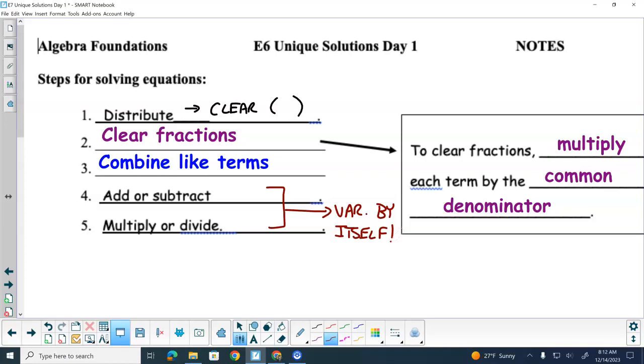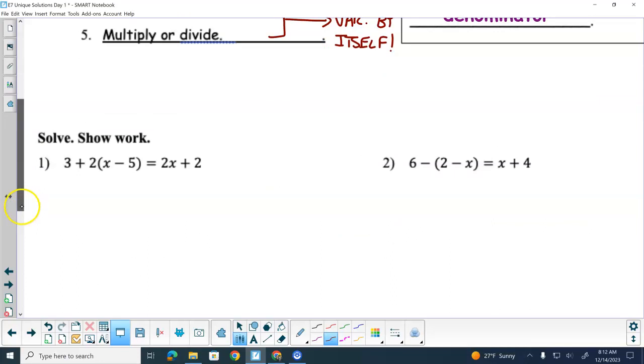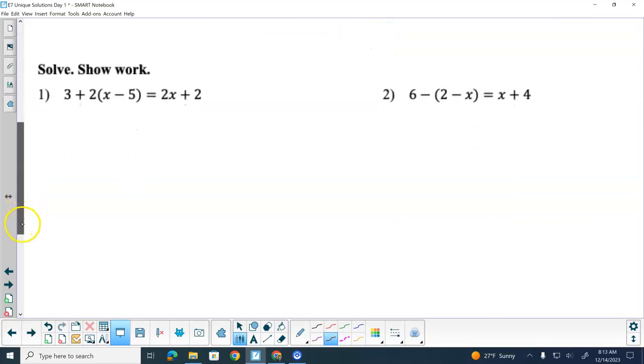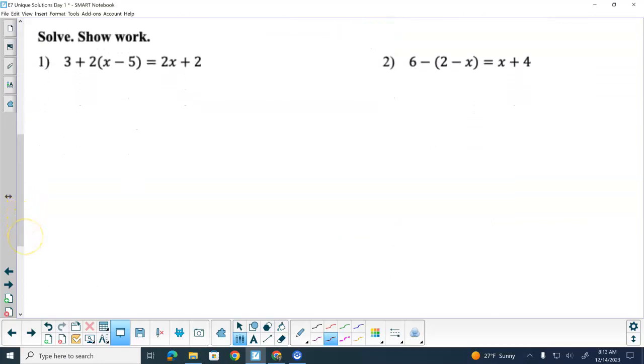Do number 1. Stick with me today. You got to hang with me today. Okay? Don't try and work ahead today. You got to hang. Okay? So let's do number 1. Number 1, step 1 says, do we have any parentheses that we need to clear? Yeah? Okay? So what am I going to do now?